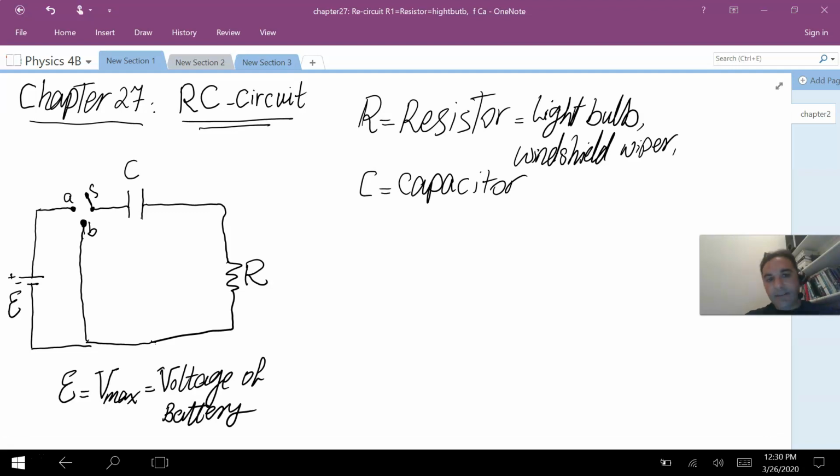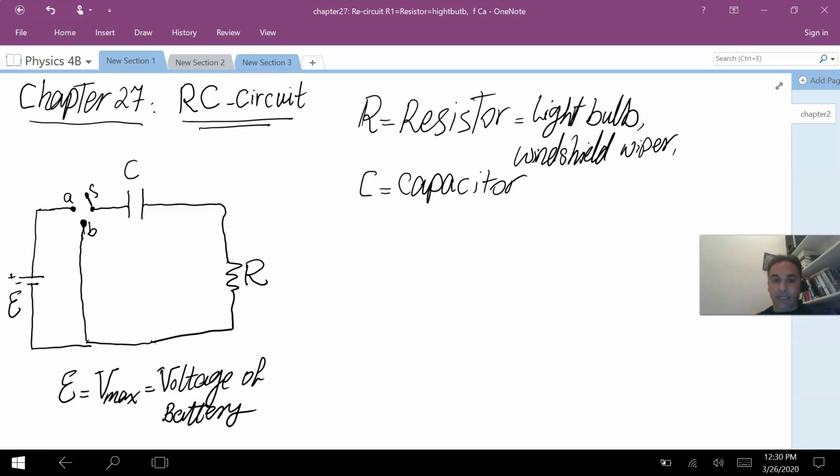So RC circuits have two sections. One is called charging of capacitor. One is called discharging of capacitor.